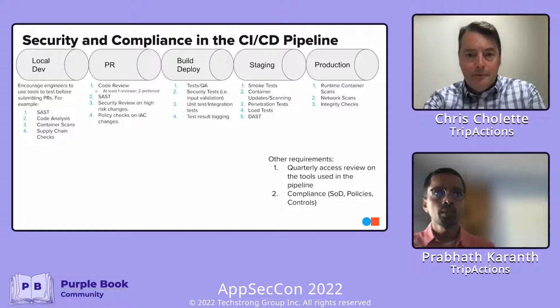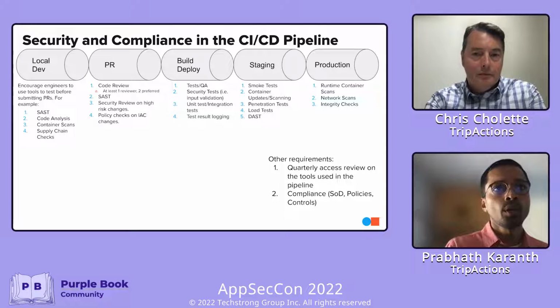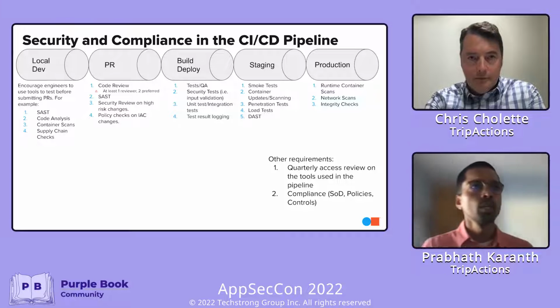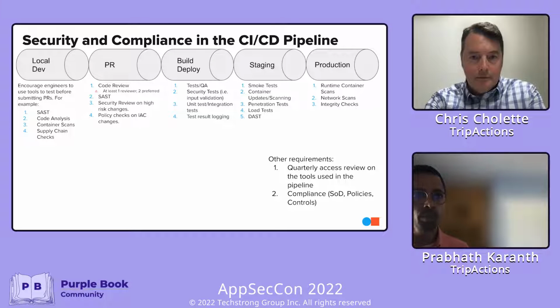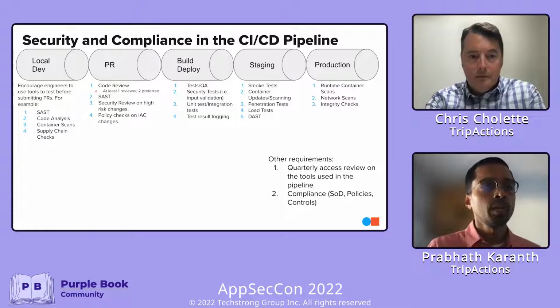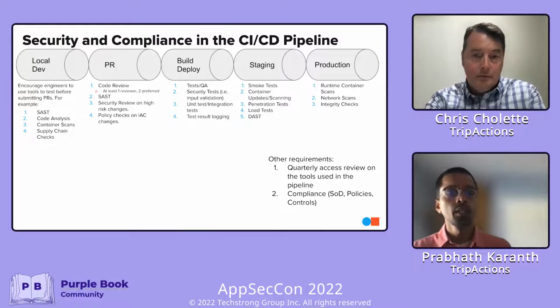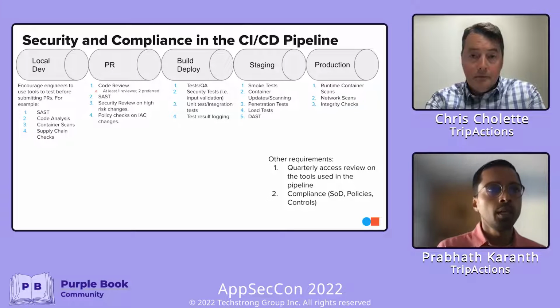This is broken down into different phases: your local dev stage, then your pull request phase, then your build stage, and finally the staging environment and the production environment, right? In your development environment, it's super critical to encourage your engineers to use tools to test before submitting the pull request. For example, static application security testing, code analysis, container scanning, and supply chain checks for your third-party libraries. Vulnerable third-party libraries become critical.